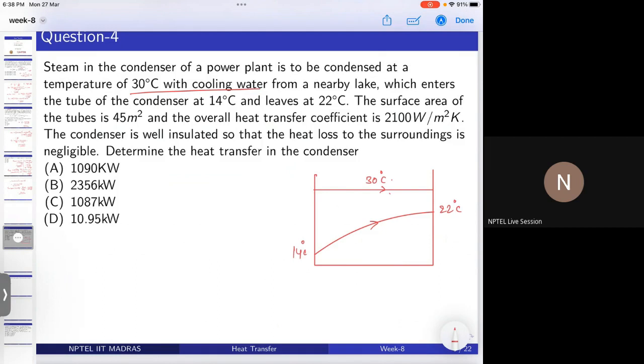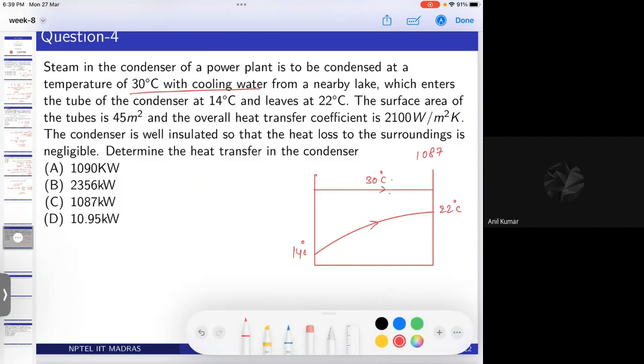Have you got the answer? Yes, sir. It's 1087 kilowatt. Yeah, it's almost close to 10. How much? 1087, sir. The C option is there. Okay, fine.